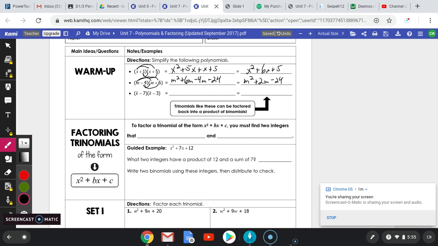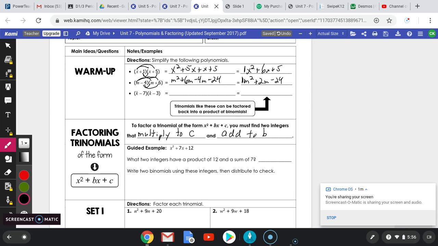So basically, what we got in the right-hand column are trinomials like these, in other words, where there's always a 1 in front of the square term. We can factor them back into the products of binomials by doing this simple little trick. The simple little trick is this: you must find two integers that multiply to c and add to b.